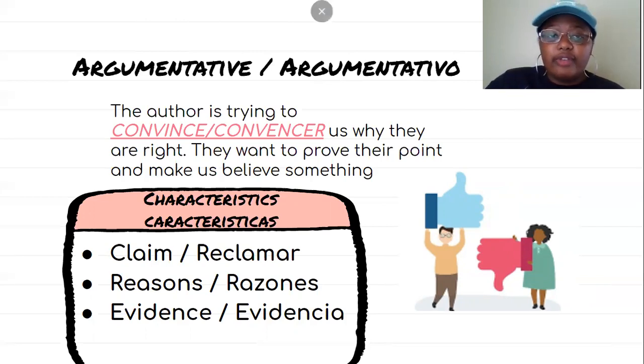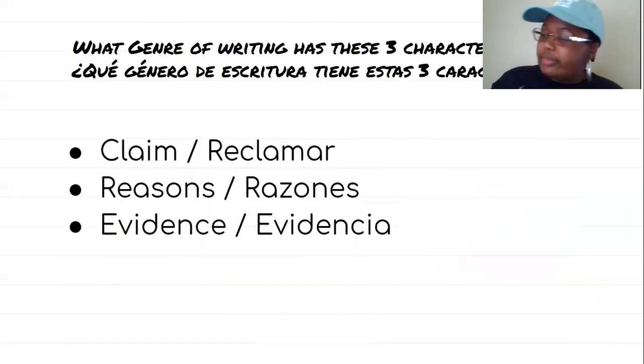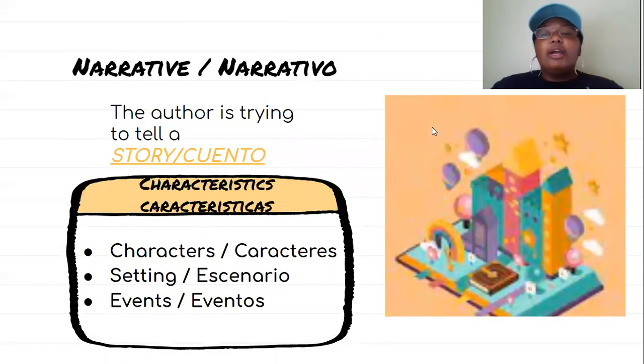Then we have our narrative essay. So in our narrative essays is where the author is trying to tell a story, cuento. So our characteristics of our narrative essay is that we have our characters, caracteres, we have our setting, escenario, and we have our events, eventos. So those are the 3 main things that we need to develop our story and kind of create this plot.